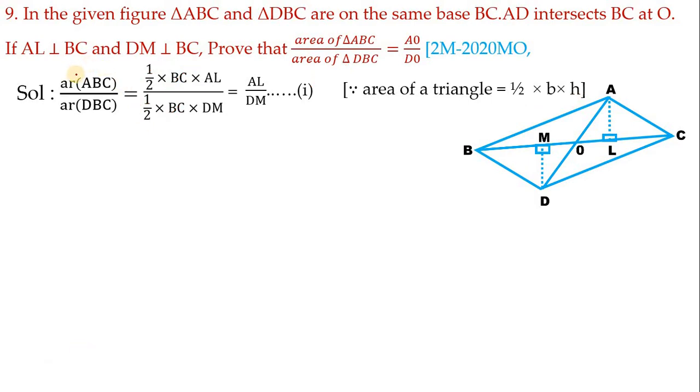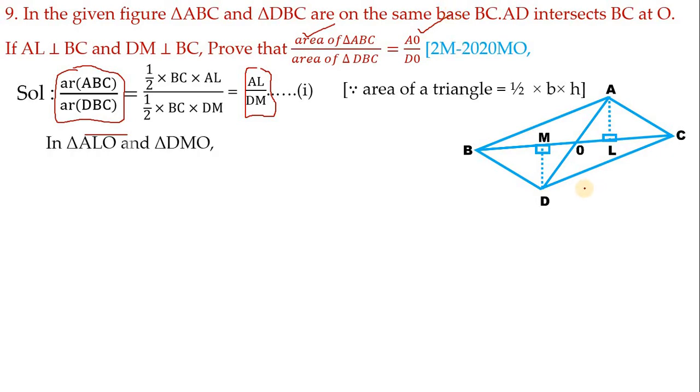So now see, left hand side what we have to prove in the problem, we have got area of ABC by area of DBC. But here right hand side we have AL by DM that we have to replace by AO by DO. So how can we do that? For that, let me consider these two small triangles, triangle ALO and triangle DMO. Look at the figure and identify where these triangles are located. ALO is this, which I shaded in green color. DMO is this, which I shaded in orange color.